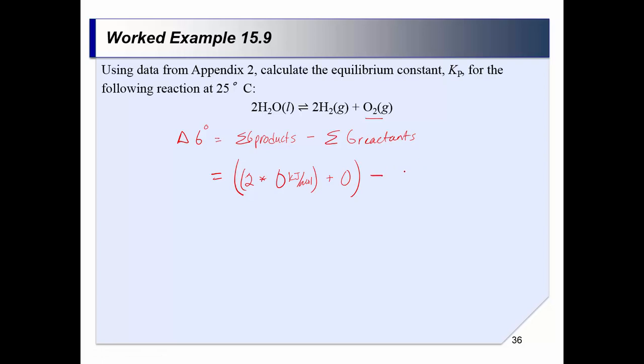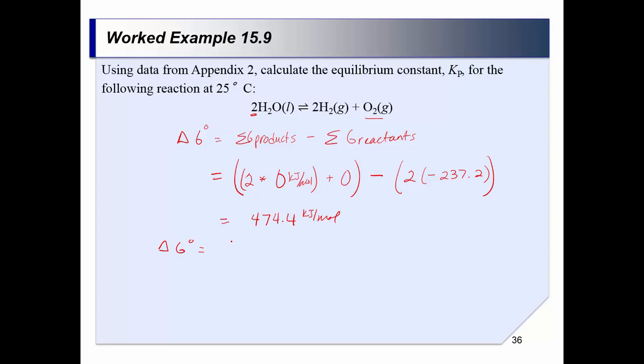So then I'm going to subtract the Gibbs energy that I look up for liquid water, and it's 2 times the liquid water because we have a 2 for our coefficient here. So I have 2 times a negative 237.2, and that's kilojoules per mole. Now we have a negative and a negative, so what I'm going to end up with is a positive 474.4 kilojoules per mole.